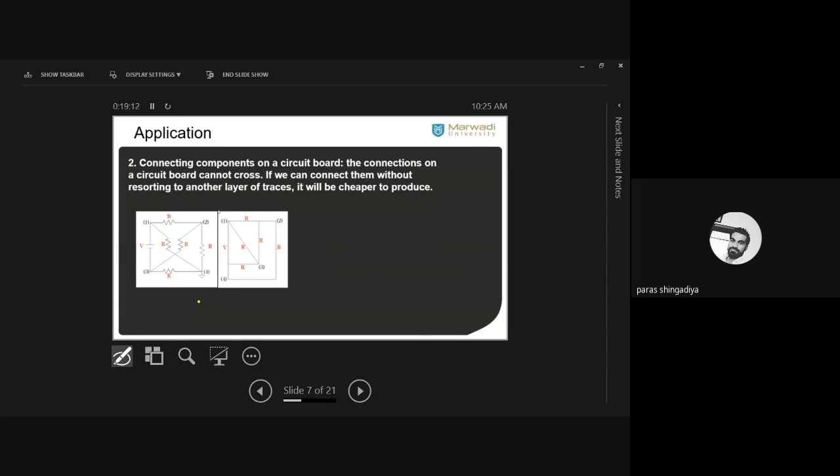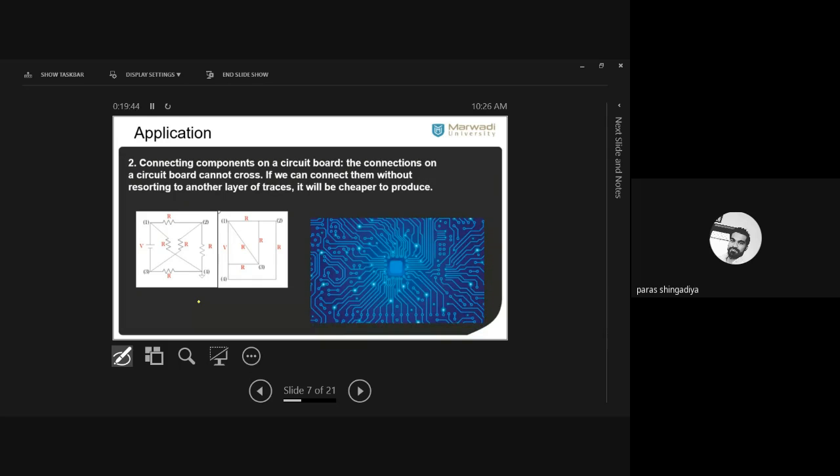So to apply planar graph theory, to modify this chip and recreate it, you can build this chip in such a way that there is no intersection between any two wires. Clear? That is planar graph theory. Clear? That is the planar graph concept. Clear? So connecting the components on a circuit board, the connections on a circuit board cannot cross. If you can connect them without adding another layer of trace, it will be cheaper to produce. Okay, and one more example is given. Clear? Is this picture visible?